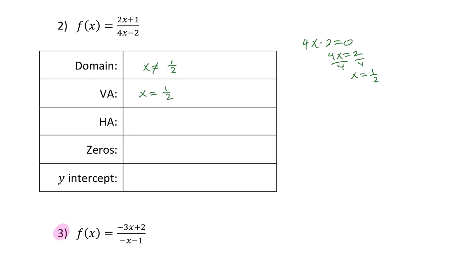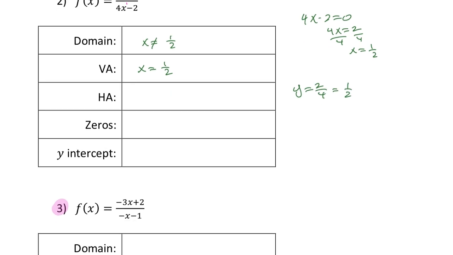Again, for the horizontal asymptote, in this case the degrees are 1 and 1. So I'm taking the leading coefficients. In that case, my leading coefficients are 2 and 4. So I get y equals 2 over 4, that equals 1/2. So my horizontal asymptote is y equals 1/2.